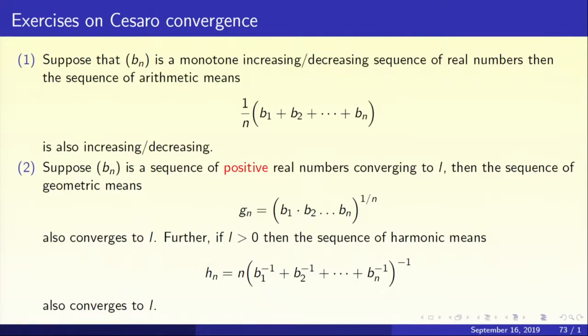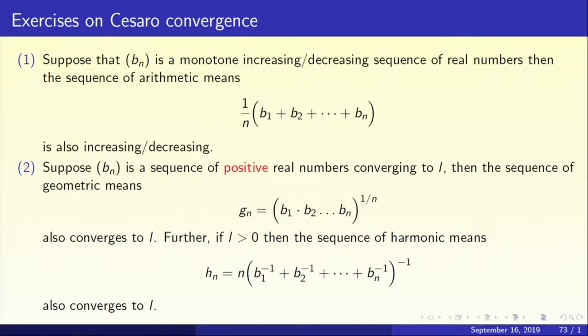Cauchy's first limit theorem says that if bn converges to L, the arithmetic means converge to L. Now we can also prove that if bn converges to L and bn is a sequence of positive real numbers, then the geometric mean also converges to L.